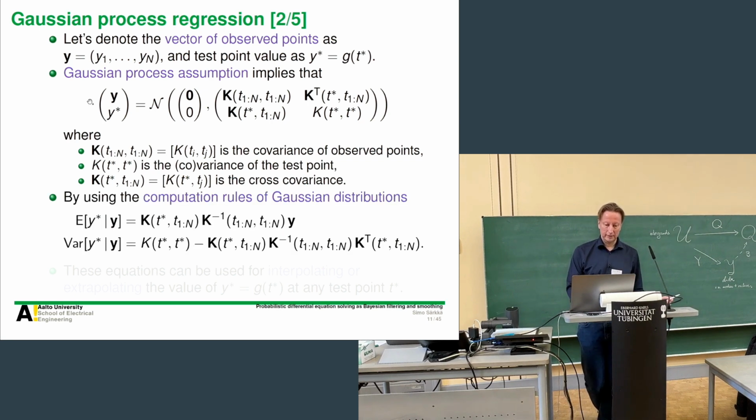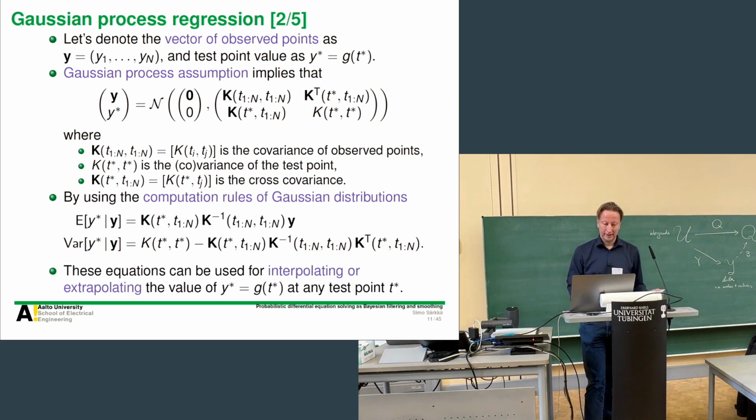If we condition this by using a standard Gaussian computation rule, which you can find in, for example, the matrix cookbook, you will see that the mean will look like this, and the variance, or more generally covariance, will look like this. These are the classic equations in my notation. I guess this covariance is sometimes denoted as C, sometimes with kappa, sometimes with K, and sometimes with some other symbol, but for now it's K. And now these equations can be used for interpolating or extrapolating any value y star at any test point.